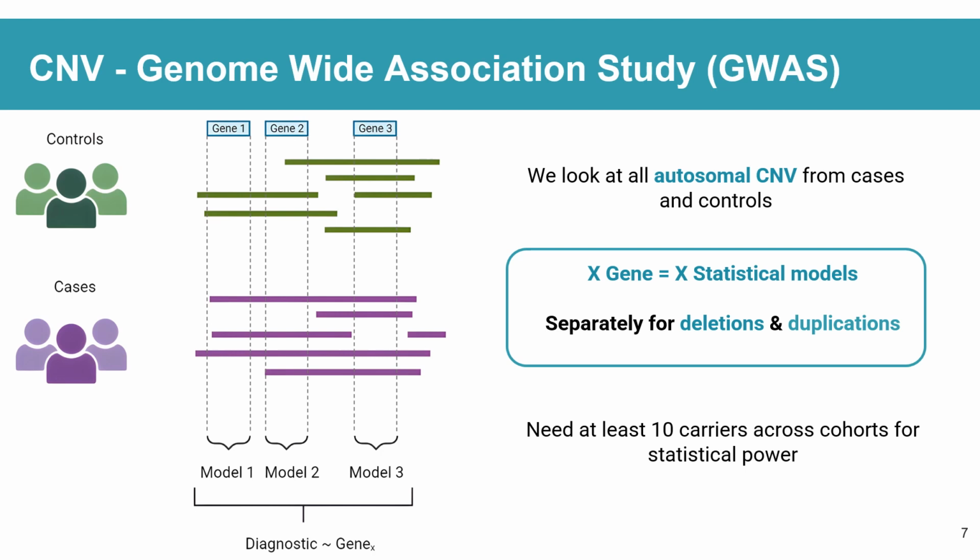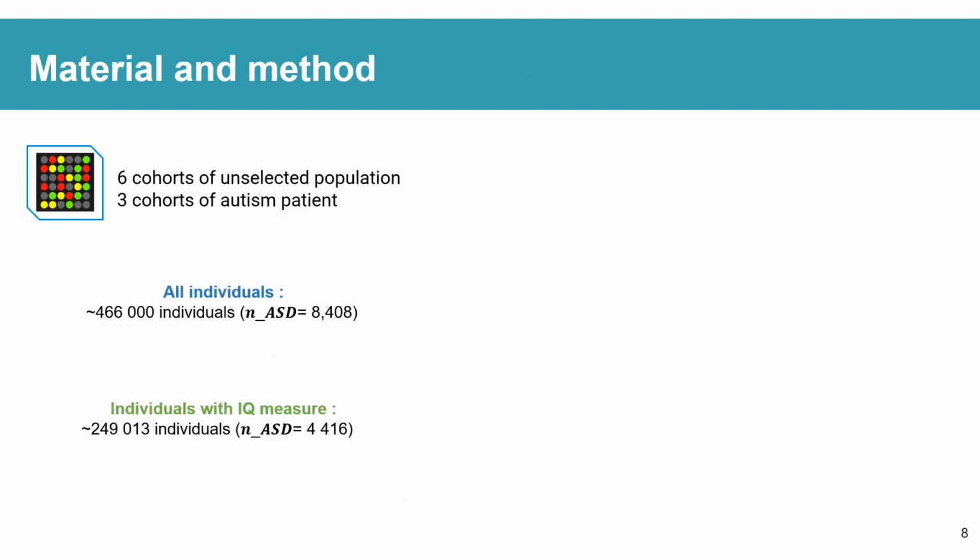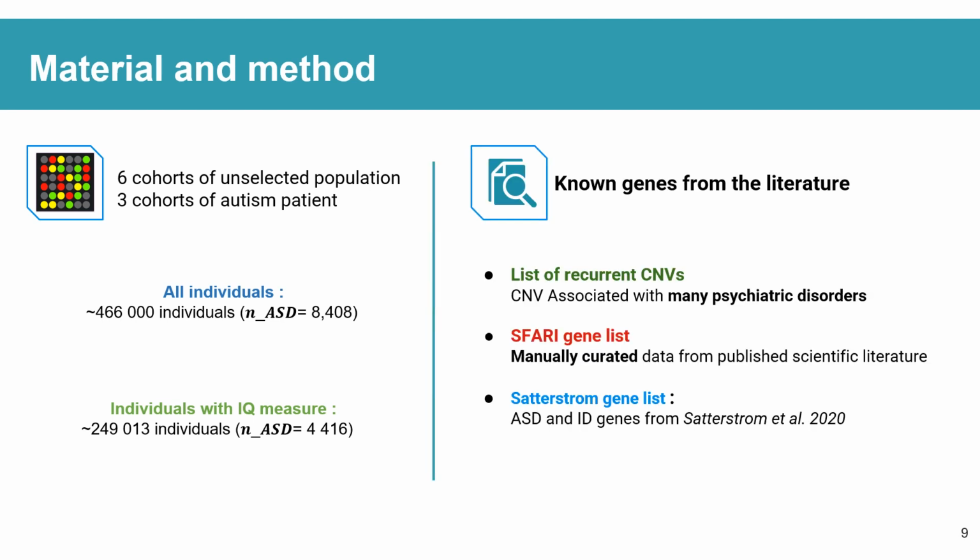For this study, we have access to 6 cohorts of unselected population and 3 cohorts of autism patients. In total, we have around 460,000 individuals, and the population that has been measured for intelligence represents 250,000 individuals, which is still a large dataset. Then we also looked at the genes or CNVs already known to be associated with autism or cognitive ability in the literature, which will allow us to verify our methodology. They will be our positive controls.